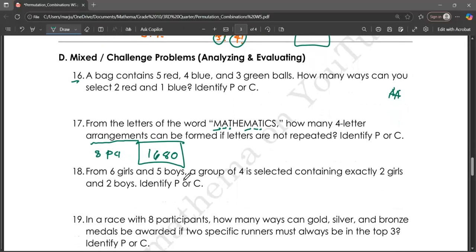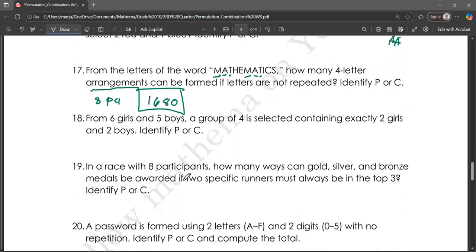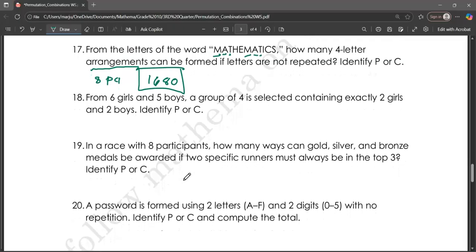And then a challenge question for you. Number 20. It says here, a password is formed using 2 letters from A to F and 2 digits 0 to 5 with no repetition. Identify whether it's permutation or combination and compute the total. That will be your task.